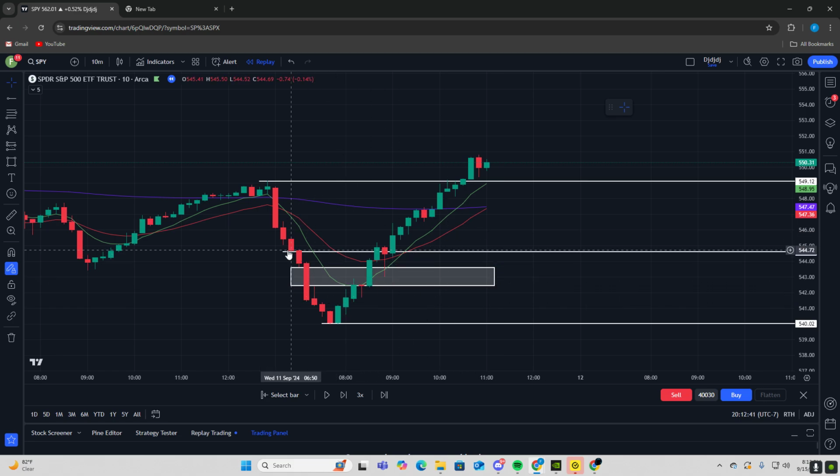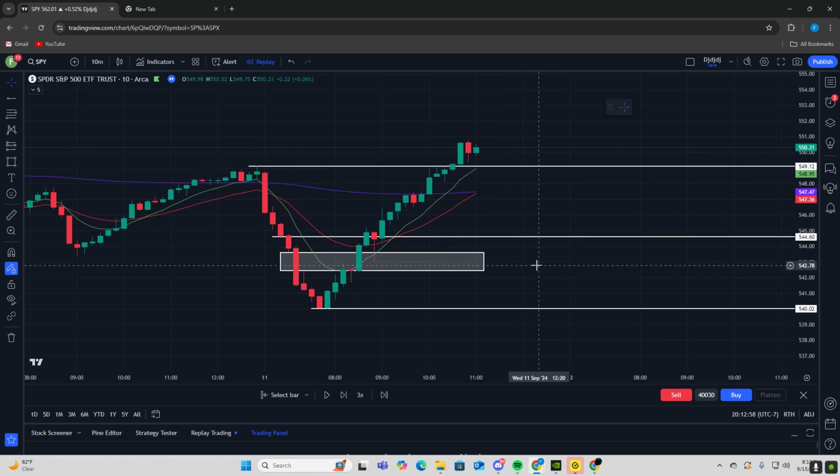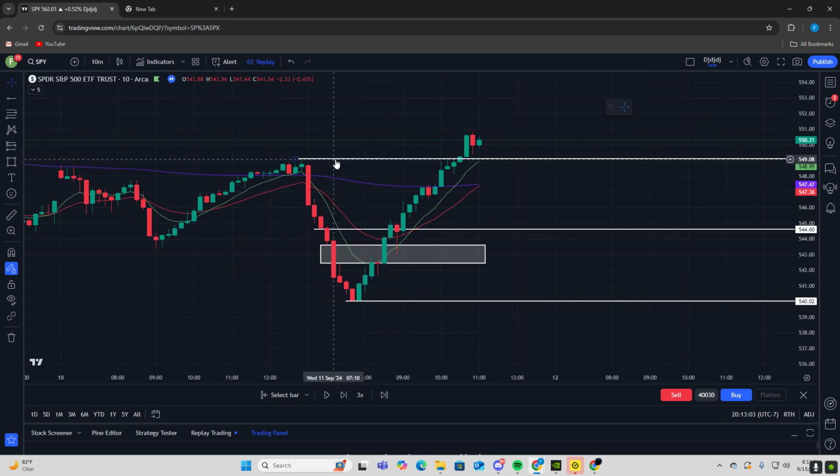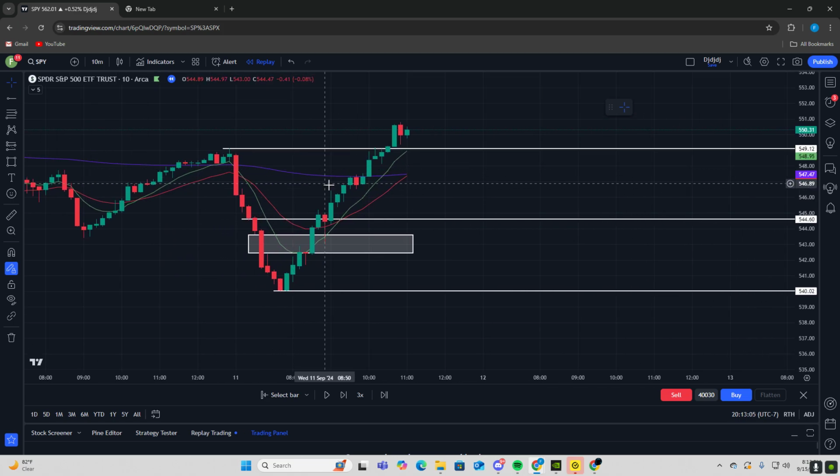So basically, the median of my range, we held this median. We broke a structure here, so we went from a downtrend to an uptrend. We broke the structure of this downtrend, and we continued to flip. And right here we have our low, and we have our high. And right here I have my target to target the high.